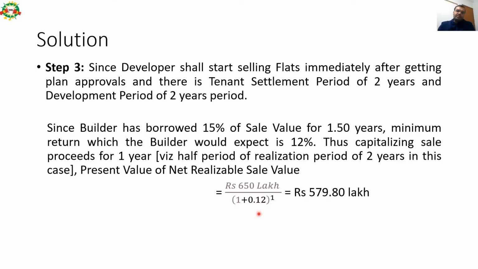Since the builder is going to pay 12% interest on the loan amount, this should be the minimum expected return, because I have to pay 12% to the bank. So as a builder I should expect at least 12% return on my capital also. So present value of these 650 is discounted, divided by 1.12: 650 divided by 1.12, which is equal to 579.80. This is the capitalization rate formula already discussed in previous slides.